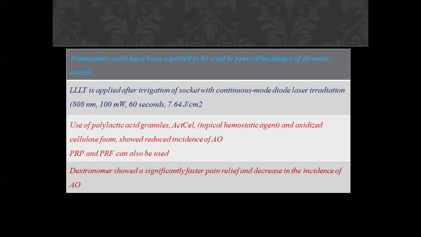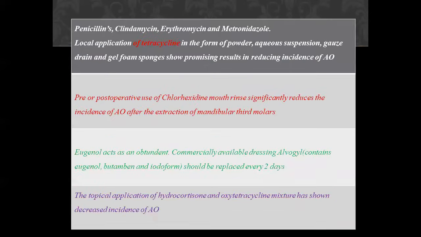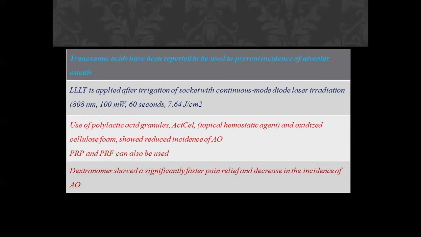Use of polylactic acid granules, topical hemostatic agents, and oxidized cellulose foam shows a reduced incidence of alveolar osteitis. PRP and PRF, which are platelet-rich plasma and platelet-rich fibrin, can also be used. Dexketoprofen showed significantly faster pain relief and decreases the incidence of alveolar osteitis. Just remember the few antibacterial agents, the antifibrinolytic agents like tranexamic acid, the dressing agents like alveolar gel, the local hemostatic agents, the laser therapies, and then painkillers. These are all used in order to reduce the incidence of dry socket.